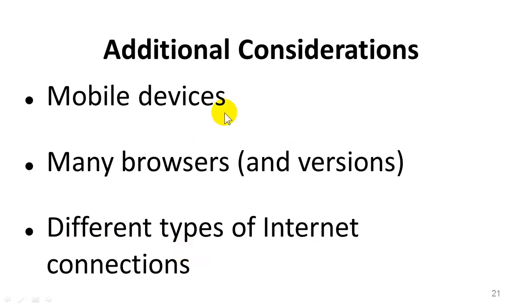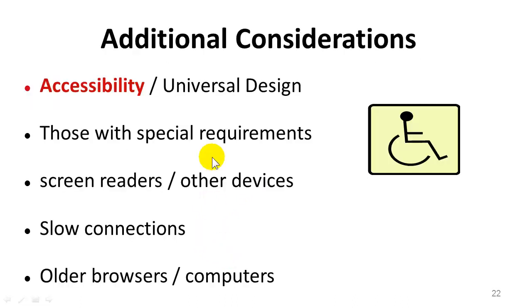Today we have additional considerations: mobile devices, different browsers, different versions of browsers, different operating systems, different types of internet connections. We need to take in mind accessibility, special requirements, screen readers, slow connections, older browsers, older computers.